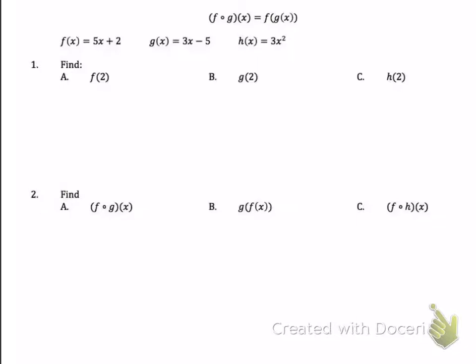So we have 3 different functions: f of x, g of x, and h of x. For number 1, we're just plugging in x equals 2 for the 3 functions, like what we did in the last lesson. So f of 2 would be 5 times 2 plus 2, which is 10 plus 2, so f of 2 equals 12.